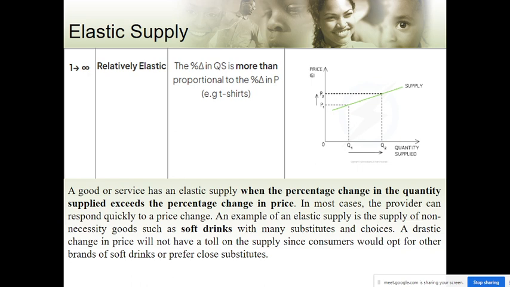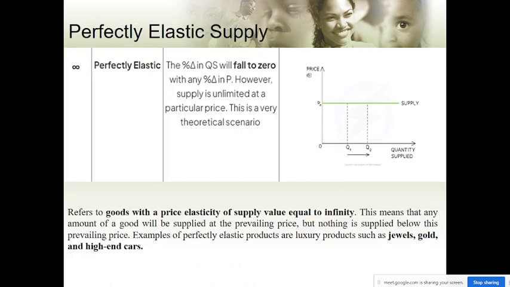Now the other one is elastic supply. A good or service has an elastic supply when the percentage change in the quantity supplied exceeds the percentage change in the price. In most cases, the provider can respond quickly to the price change. An example of elastic supply is the supply of non-necessity goods such as soft drinks, which have substitutes that could be the choice.